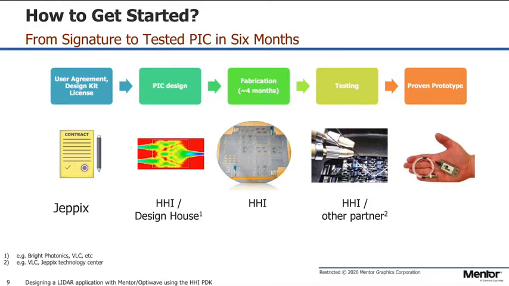After a fabrication time, which is currently around 4 months, you get your chips and you can either do the testing yourself or with something like PIConnect, or go to one of our testing partners and you have a proven prototype in a time frame of around 6 months, which again is something completely unheard of if you don't go for a generic technology. So you can really evaluate your idea super quick.